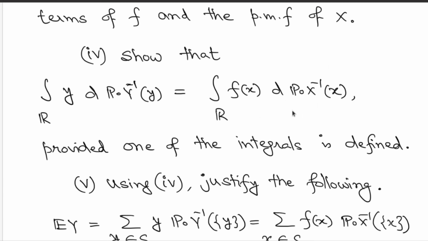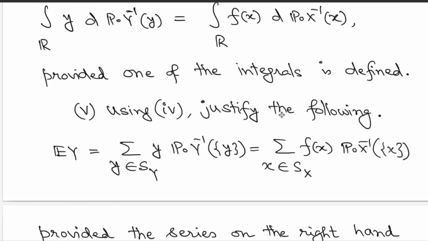Okay, so provided one of the integrals exists, the other one will also exist. Okay, so this is again an application of the change of variable formula. Try to work this out. But then using this observation, you can now justify the following for this special case that we are discussing.